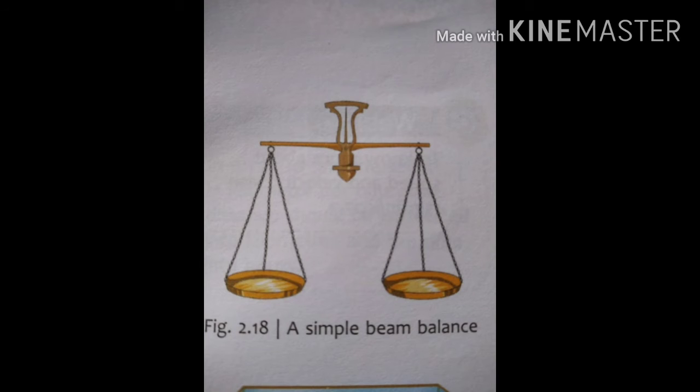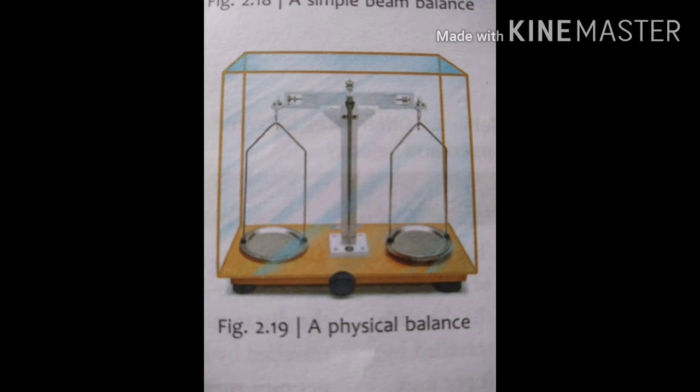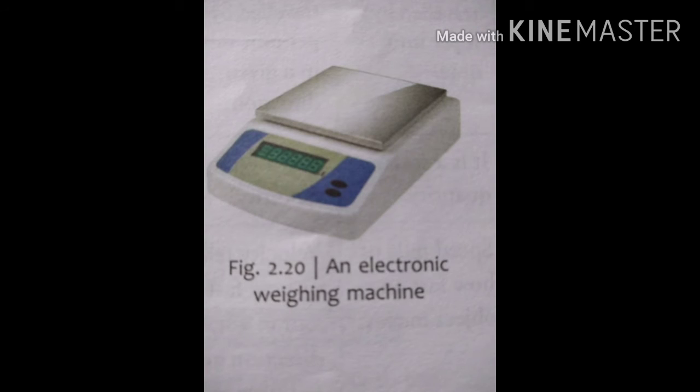Here are some instruments which are used to measure mass. Beam balance, physical balance and electronic weighing machine are the instruments which are used to measure mass.